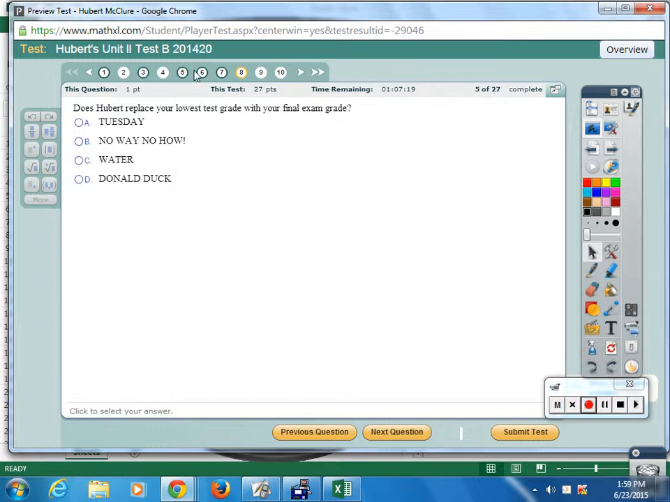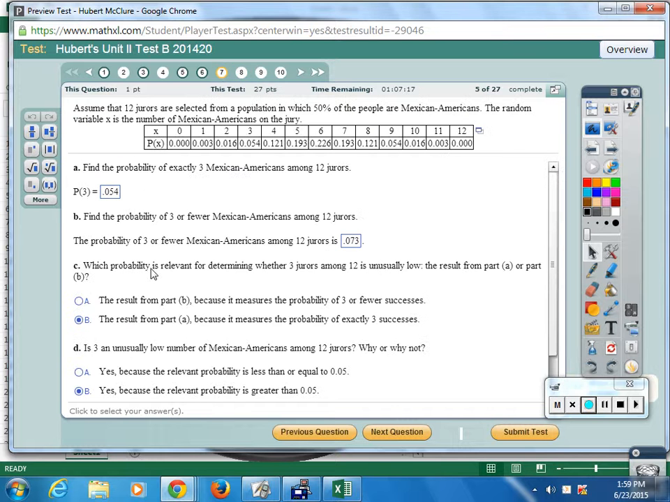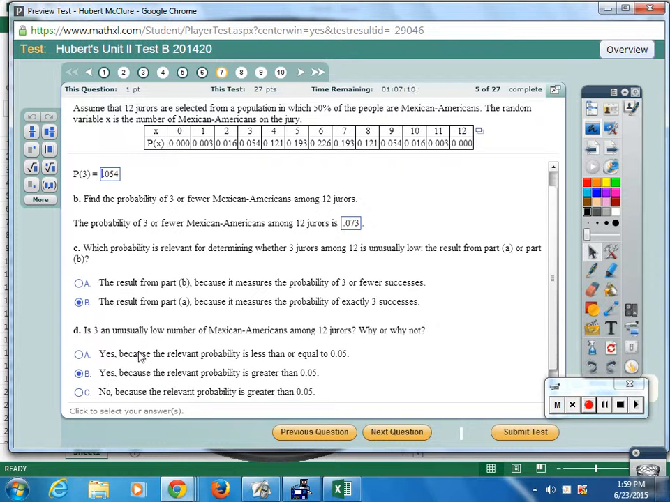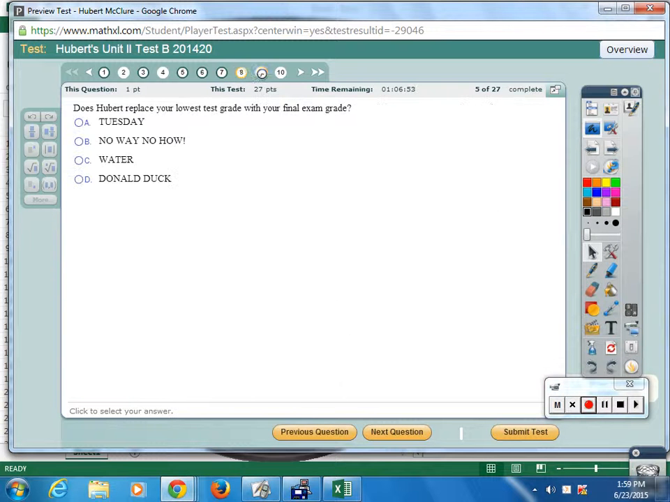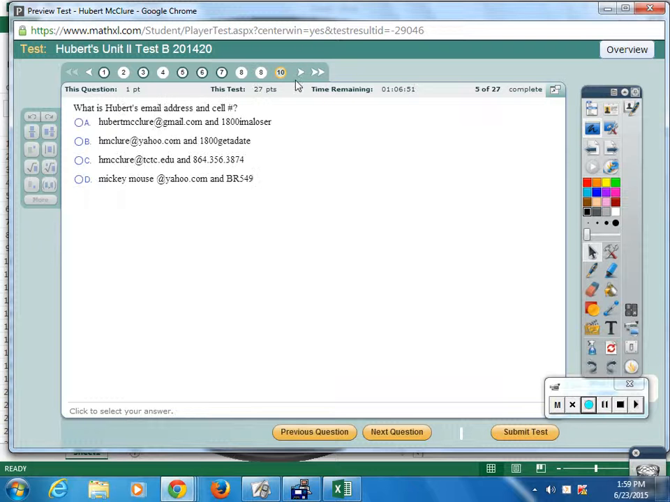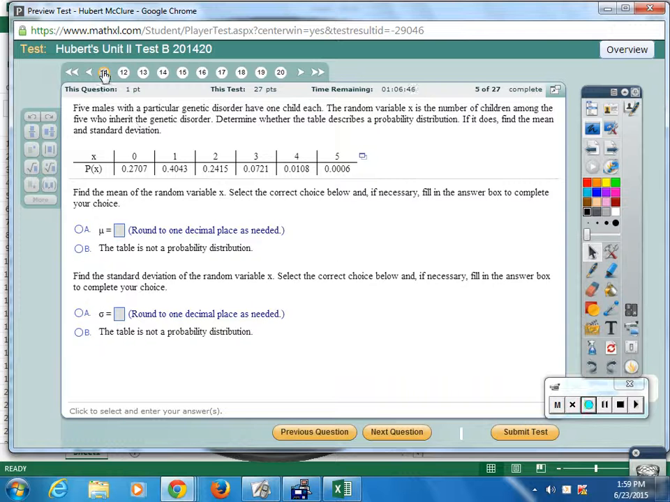Wait, what? It's not an unusually low number. So the answer would be no. Probability is relevant. Okay, hold on. Is 3 unusual? And we said no. So it's really no. Thank you. Because it's greater, it's 7%. Okay, sorry. So you gotta be careful. I'll be lenient on that one. Okay, 8 was a give me, 9 is a give me, 10 is a give me. It's not supposed to bunch them up like that, but all right.